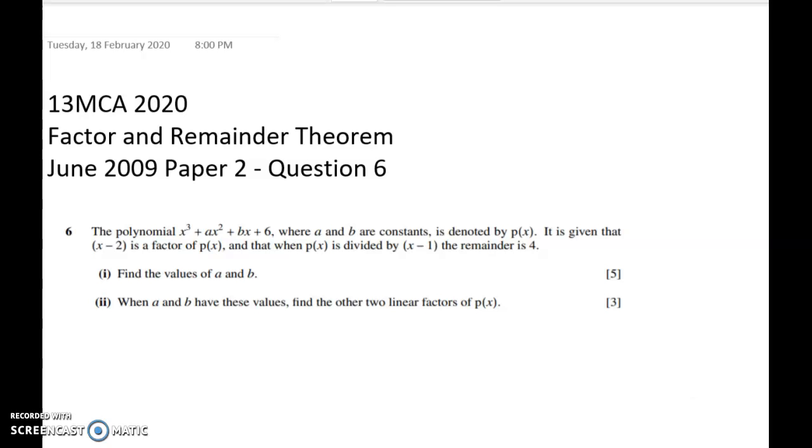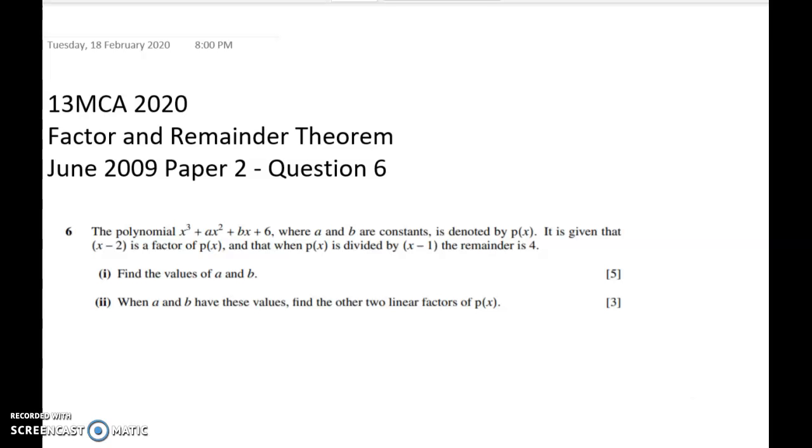Kia ora Year 12. This is just a quick video to do one of the questions on factor and remainder theorem. If you're doing this and you're in my class this year, this is actually one of the textbook questions. It's question 20 in exercise 1B, but because it's an exam question, I've gone back to the exam paper.